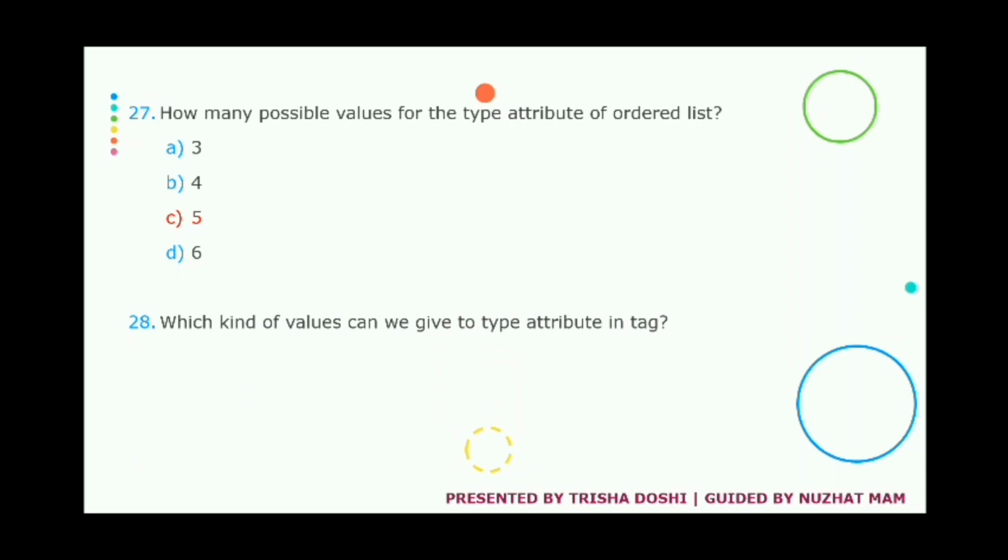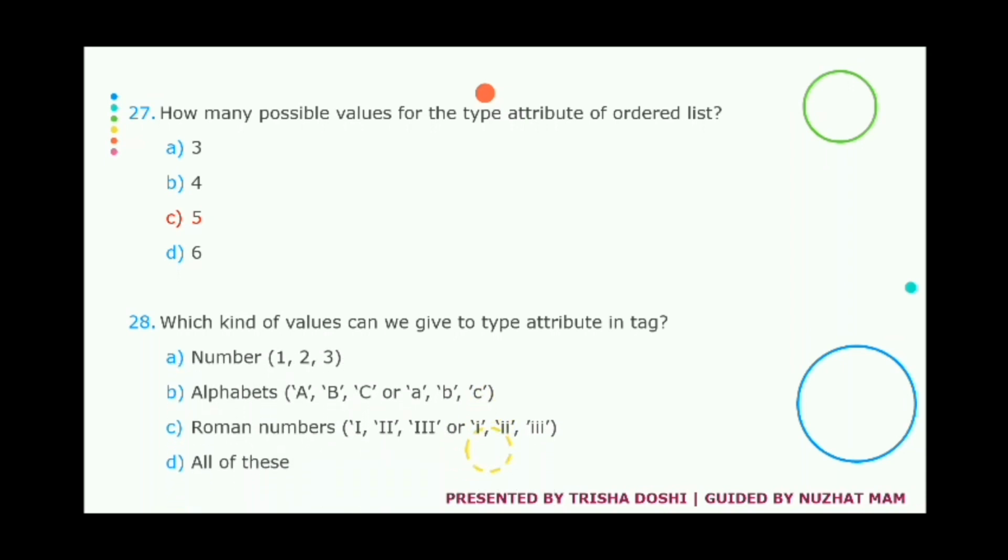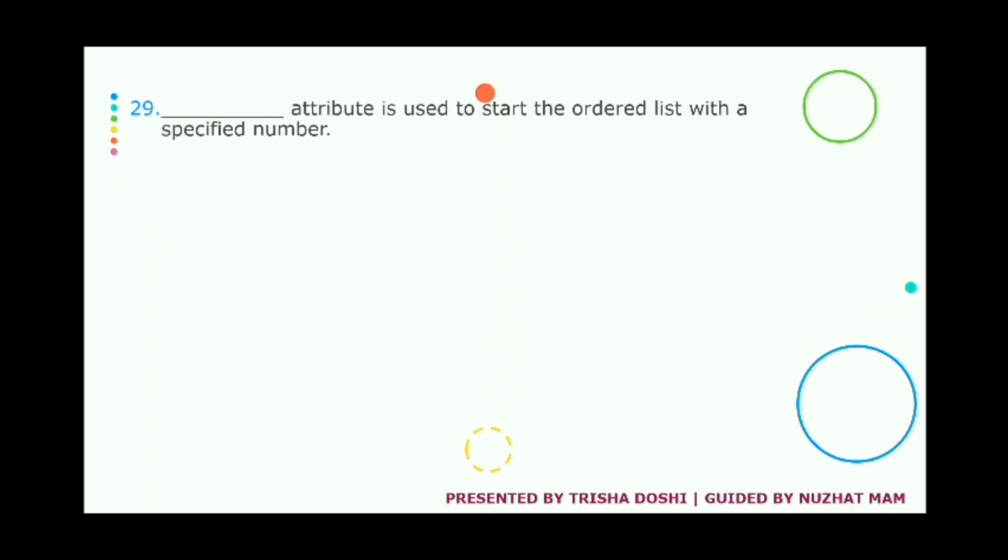Question 28. Which kind of values can we give to type attribute in OL tag? A. Number, B. Alphabets, C. Roman numbers, D. All of this. The correct answer is D. All of this.